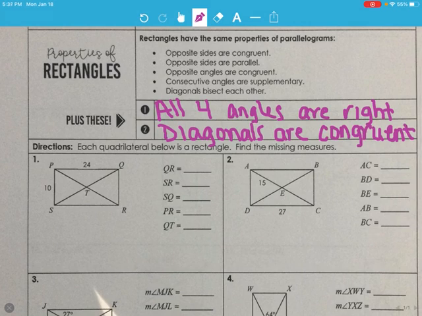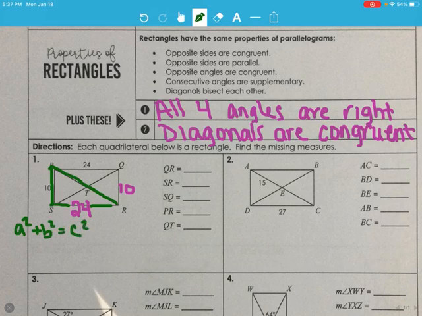Question 1. I'm not even going to read the question. I'm just going to start filling in the things I know I can fill in. I know there can be a 24 here. I know there can be a 10 here. I don't know either of the diagonals yet, but since they are all right angles, I know that I have a right triangle right here. So to solve both diagonals, I need to do that Pythagorean theorem that we talked about last unit. A squared plus b squared equals c squared. And I know that all these angles are right.